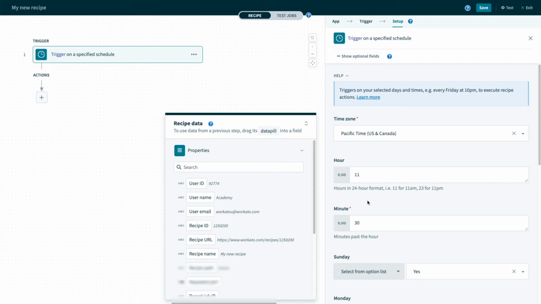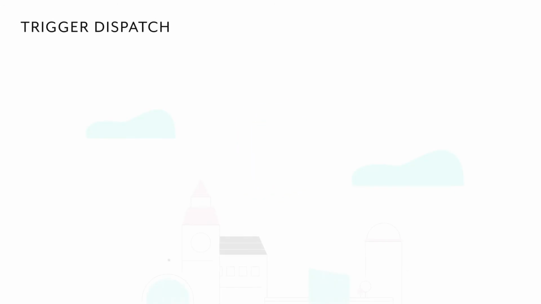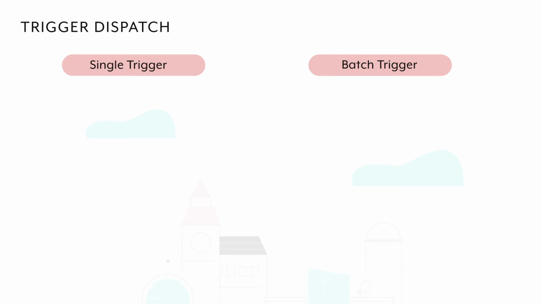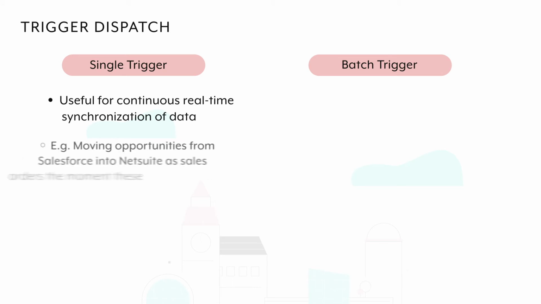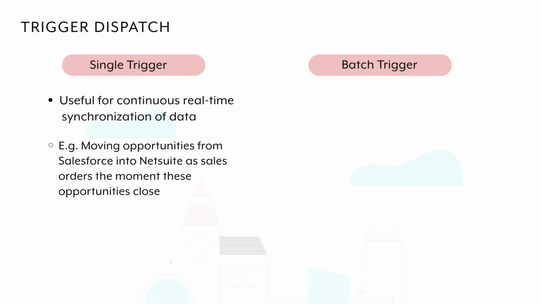once a day. Now that we have looked at the various trigger mechanisms, let us look at the types of trigger dispatch: single triggers and batch, or bulk, triggers. Trigger dispatches determine whether a trigger returns a single event or a list of events. In this section, we cover single triggers and batch triggers. Single triggers are useful for continuous real-time synchronization of data. For example, moving opportunities from Salesforce into NetSuite as sales orders the moment these opportunities close. Most Workato triggers are single triggers.